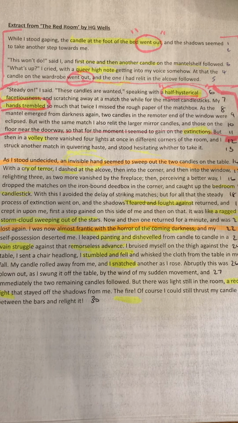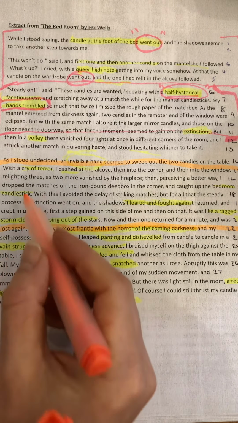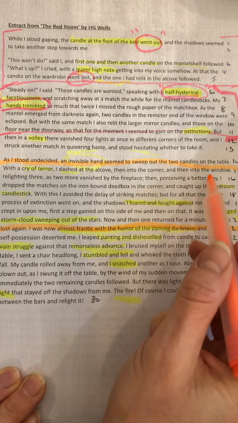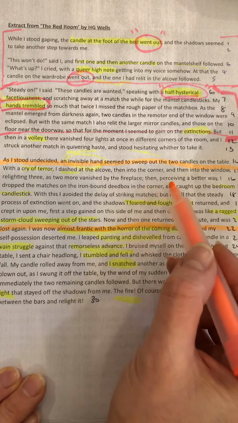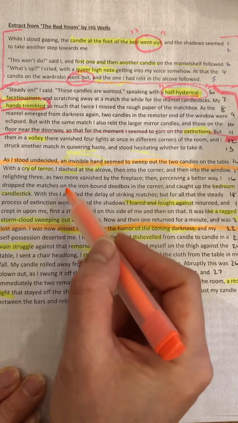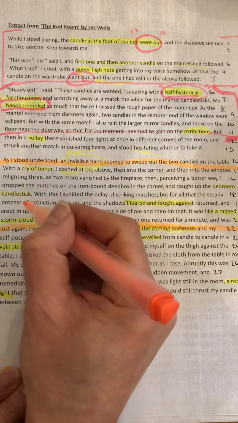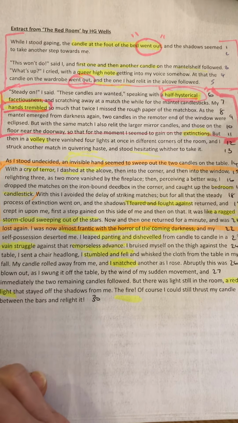It starts with a cry of terror, so we already know he's frightened right at the start because he's crying out in terror. However, this sentence is important. With a cry of terror, I dashed at the alcove and then into the corner and then into the window, relighting 3, as 2 more vanished by the fireplace. Then, perceiving a better way, I dropped the matches on the iron-bound deed box in the corner and caught up the bedroom candlestick. So that is quite a long sentence, and it's written like a list.